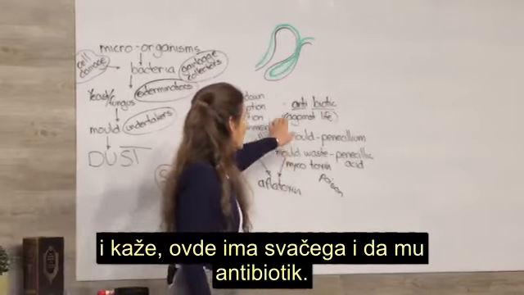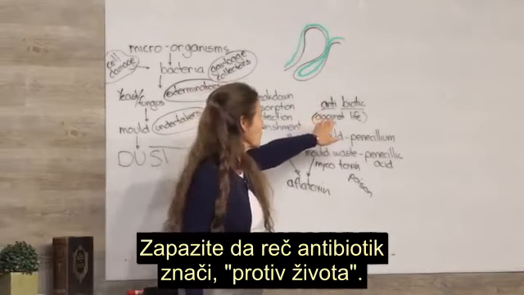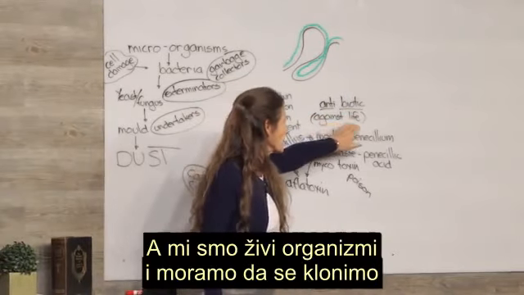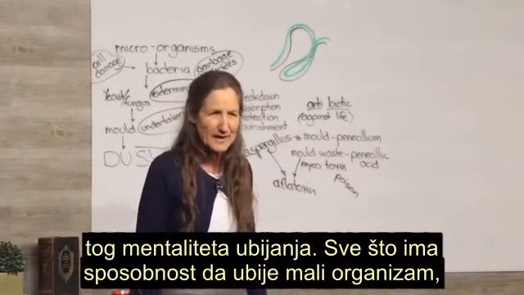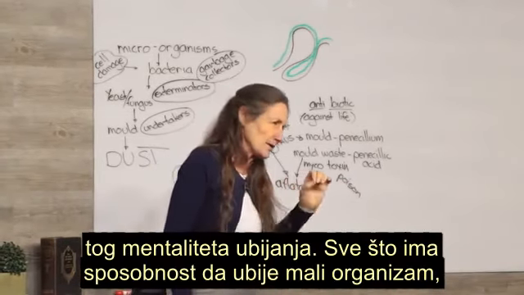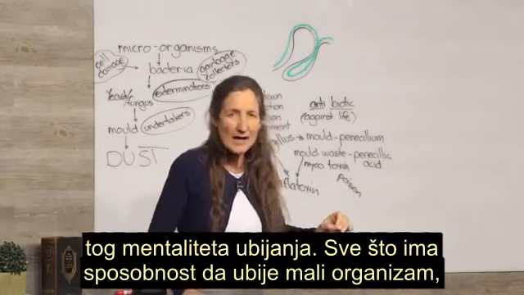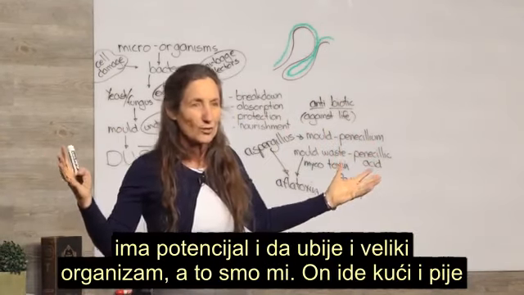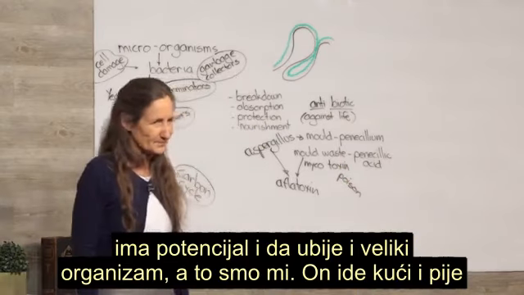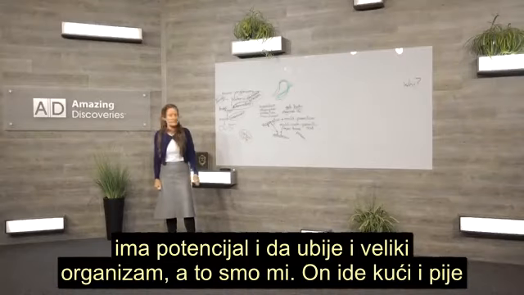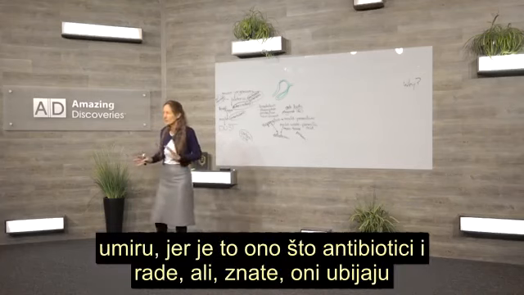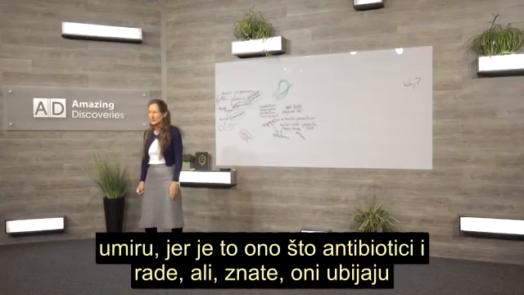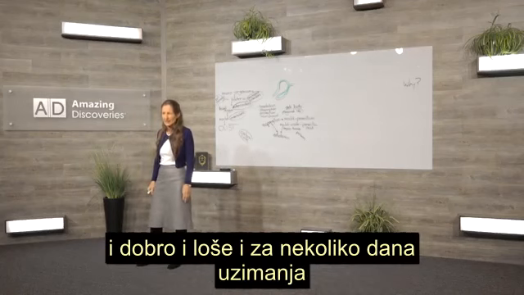And he gives him antibiotics. Notice what the word antibiotic means: against life. Do you know, if we're living organisms, we have to get away from this kill mentality. Anything that has the ability to kill a small organism has the potential to kill a large one. And what are we? We're the large. He goes home, takes his antibiotics. What's happening now inside his body? The microbes start getting killed off, because that's what antibiotics do. But they kill the good and the bad off.